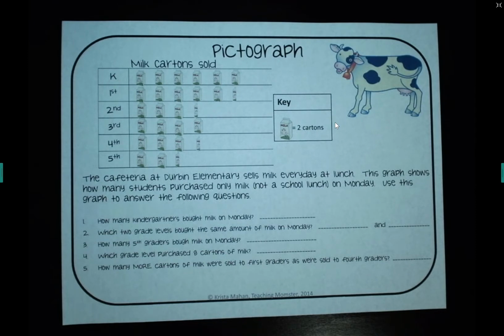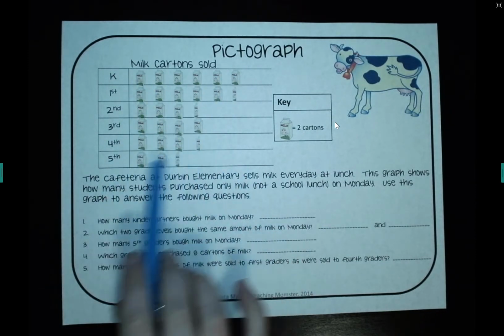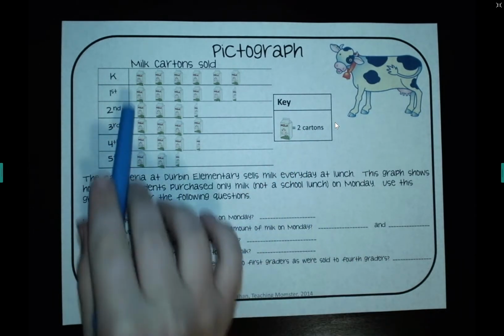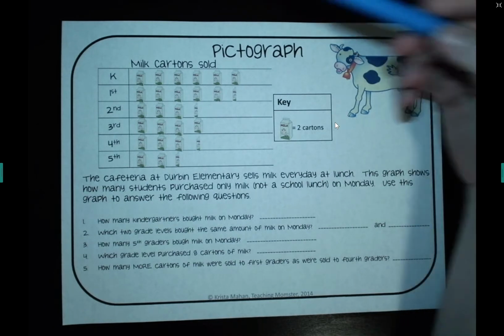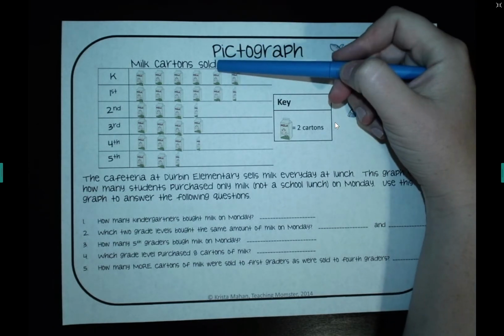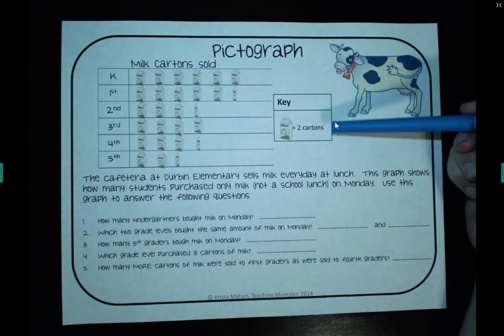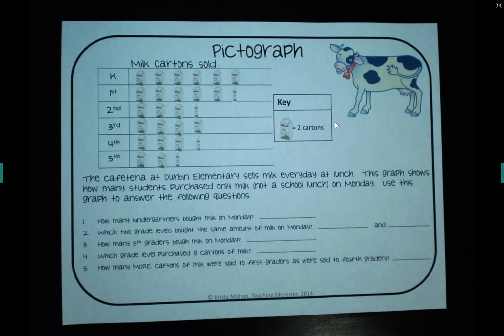A pictograph is when they use one symbol for everything and they usually have a key on the side to tell you what each symbol is worth, what that value is. On our pictograph we have a title, milk cartons sold, we have our categories, and then we have our key over here. Each carton is worth 2 cartons. That's how many were sold. One carton is equal to 2.